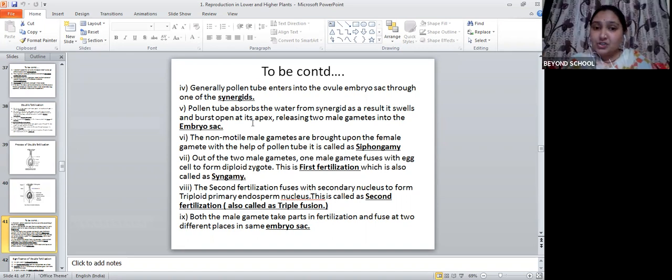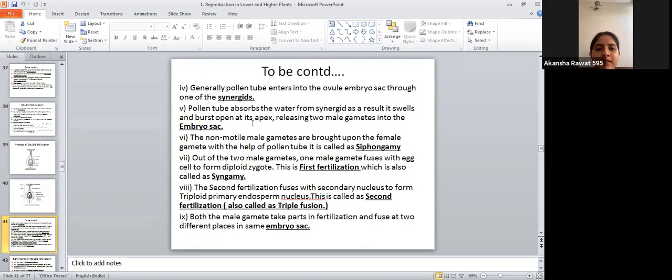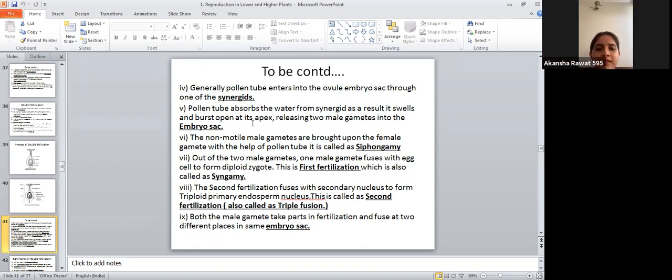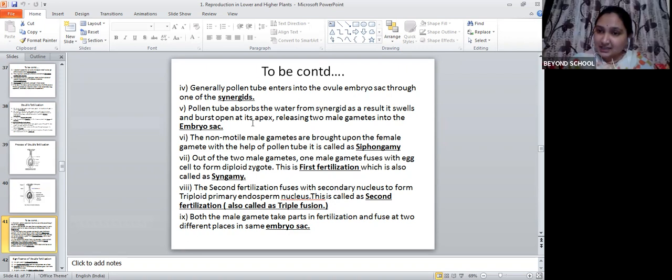Now this pollen tube, what does it do? It absorbs water and nourishment from the synergids. After absorbing the water and the nourishment, the pollen tube swells. After swelling, it bursts open, right?